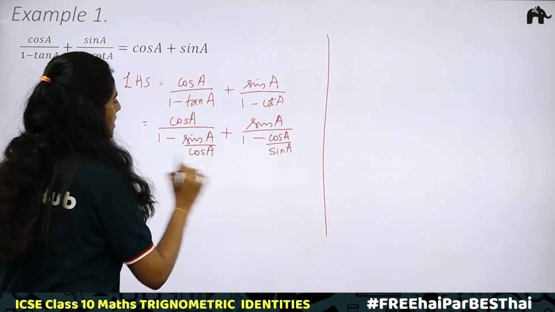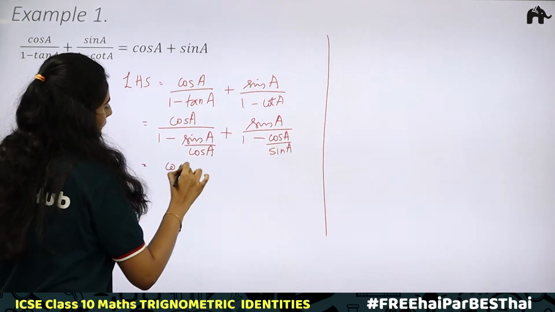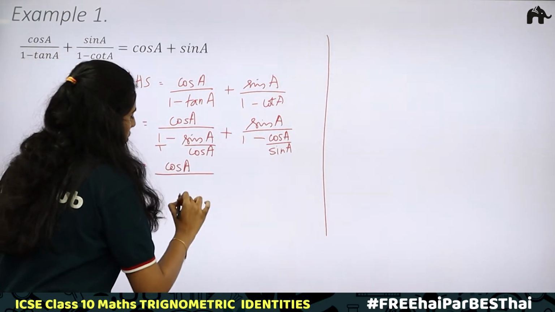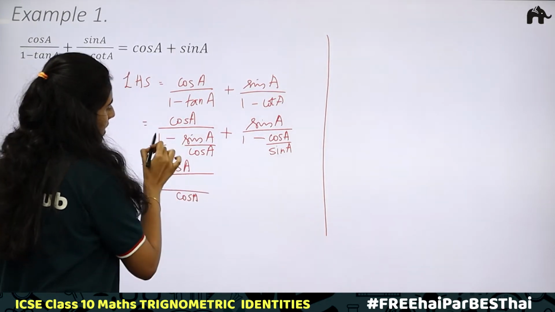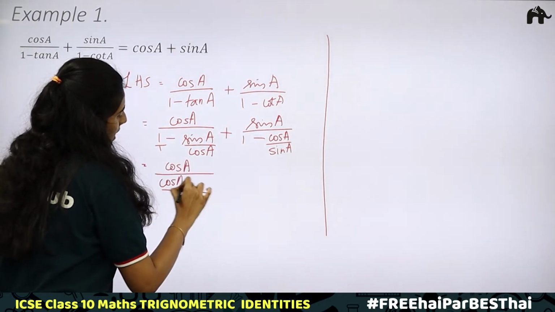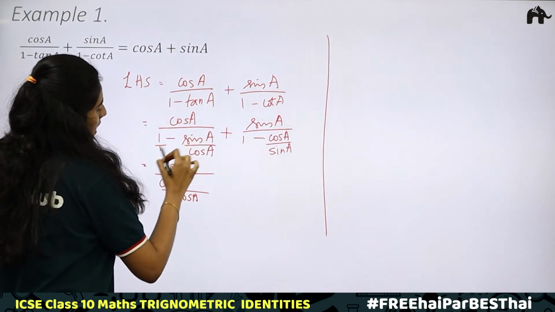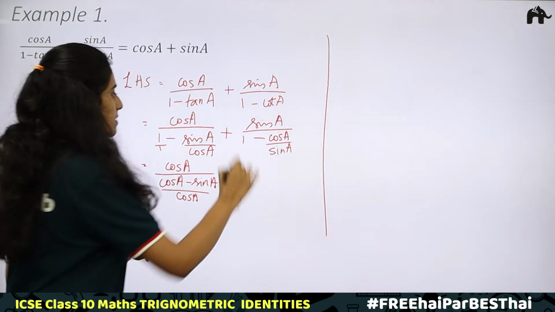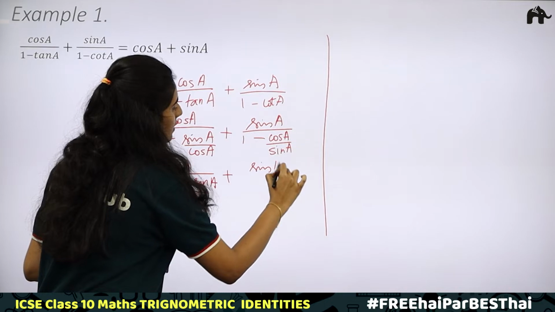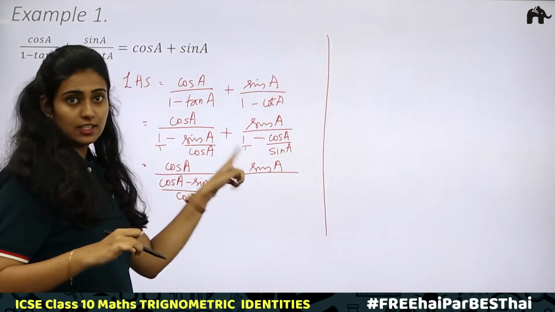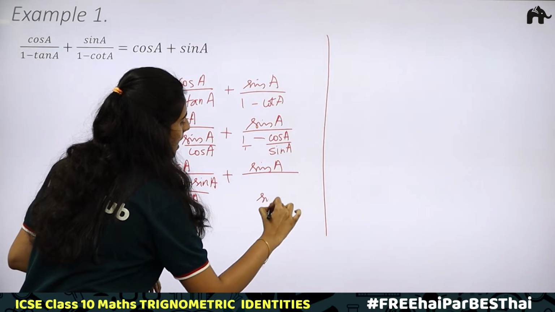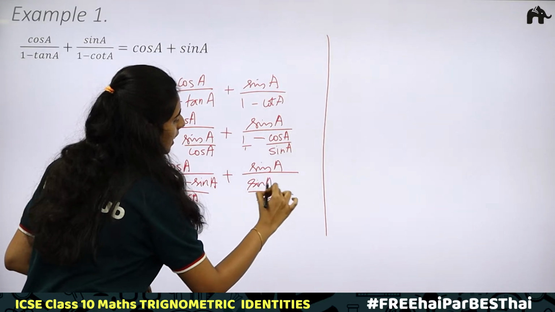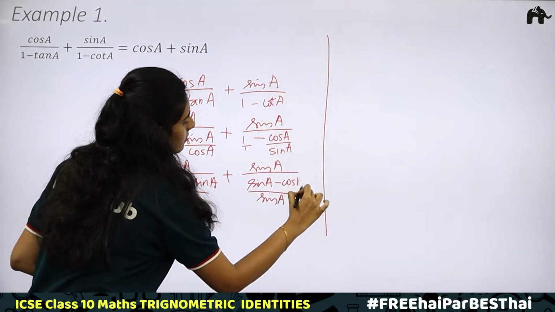Now consider these denominator parts. Here we have cos A divided by. Here we have a 1, taking LCM. 1 into cos A is cos A. Now cross multiplying, 1 into cos A minus sin A into 1 which is sin A. Similarly here the numerator will have sin A, denominator again. Here in the denominator it is 1 and sin A, LCM sin A. Numerator of this part: sin A minus cos A into 1 is cos A.